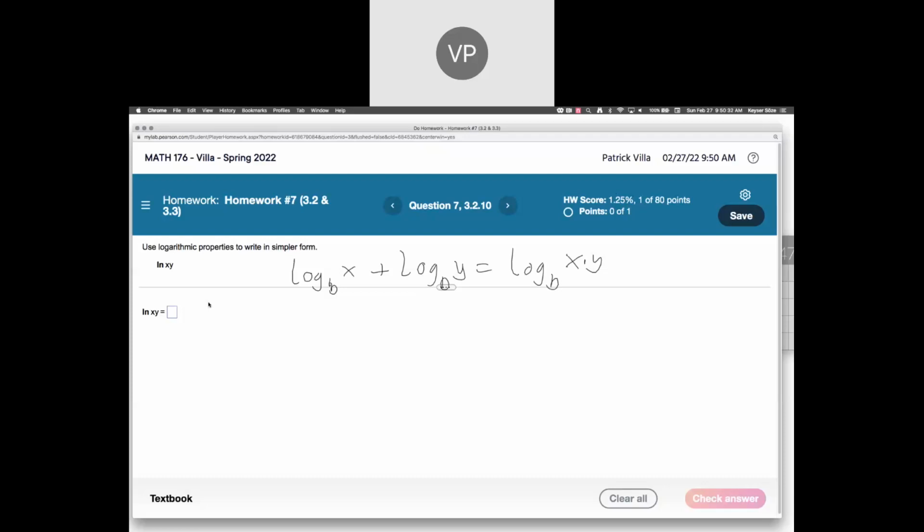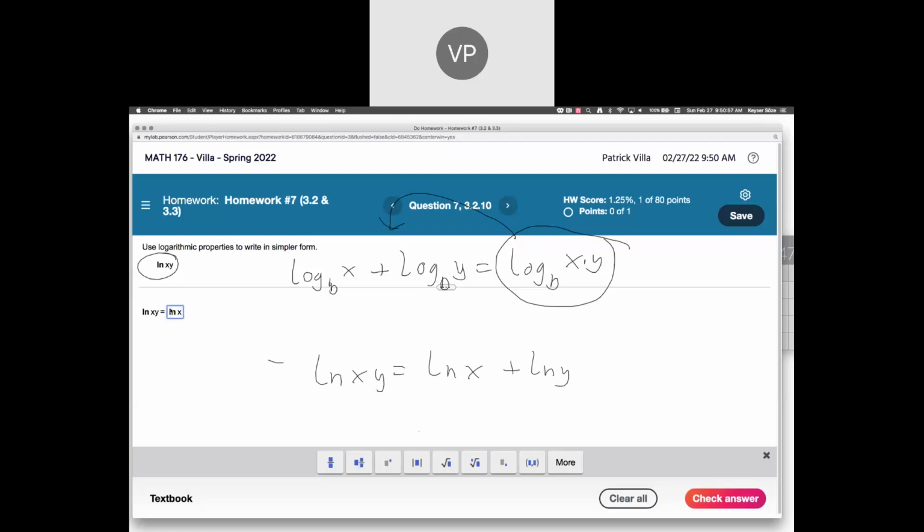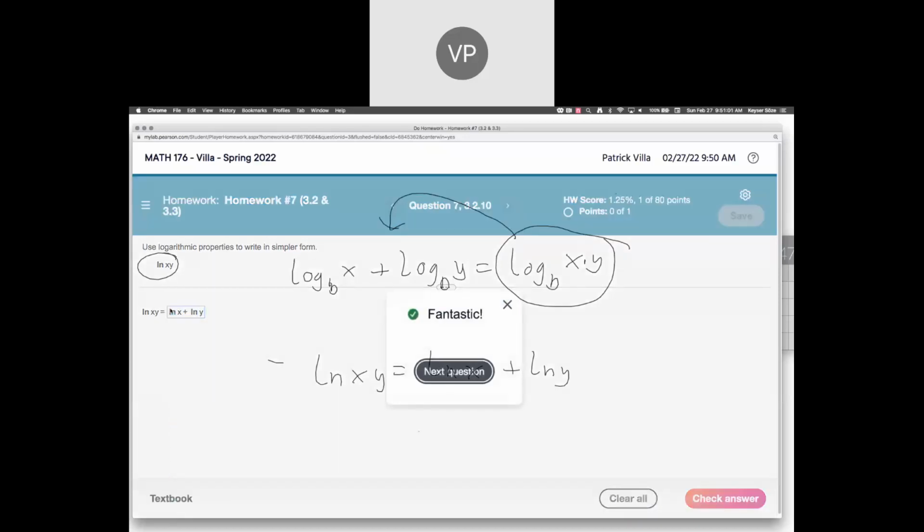But what I want you to see is this goes the other way as well. When I have natural log of x times y, notice a natural log is still a log. It's a log base e. I can split that into 2 pieces. So when I have natural log of x times y, I can split that into natural log of x plus natural log of y. It's the same formula, just reversing a little bit. And that's the unique thing about log properties: they go both directions. It's not just one-way formulas.